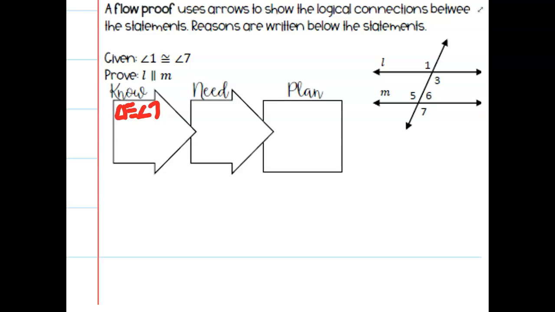Now what we're going to do is just throw out everything that we know, whether it's going to be useful to the proof or not. What are some other things that you know off of this picture? Angle 1 is congruent to angle 7 because they tell me that. Mark that. Here's the problem. You're saying angle 3 and angle 5 are congruent because they're alternate interior angles, but they're only alternate interior angles if the lines are parallel. That's what I'm trying to prove. I'm trying to prove that the lines are parallel.